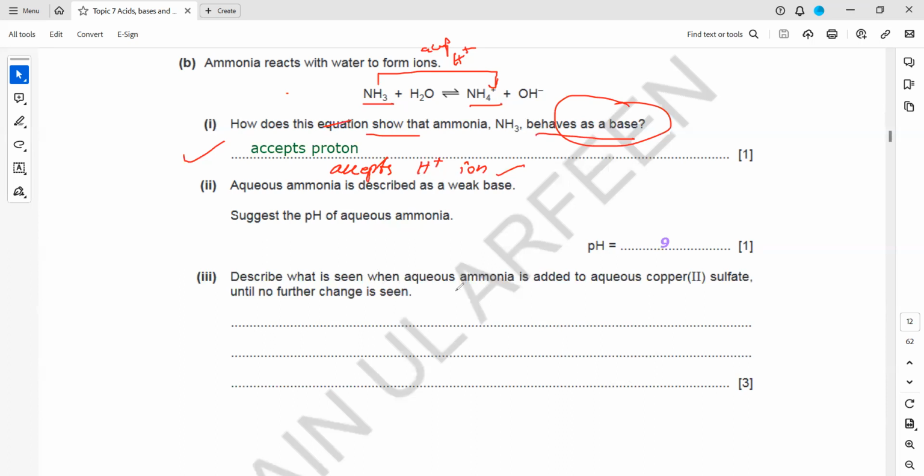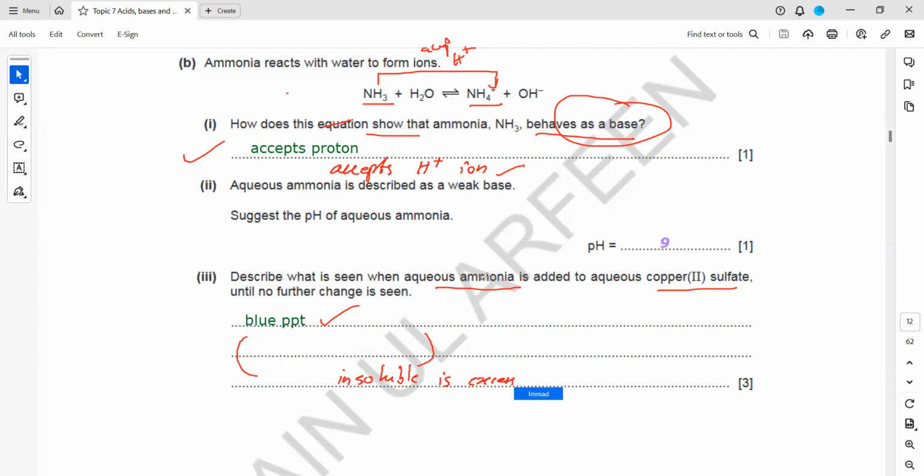Then describe what is seen when aqueous ammonia is added to copper(II) sulfate until no further change. So first, when we add aqueous ammonia, meaning ammonia solution is added, this is also a test for positive ions. Aqueous ammonia can be used to test the positive ions like iron(II), iron(III), copper. So initially when we add it, it will form a precipitate. Saying aqueous ammonia precipitate is not correct.